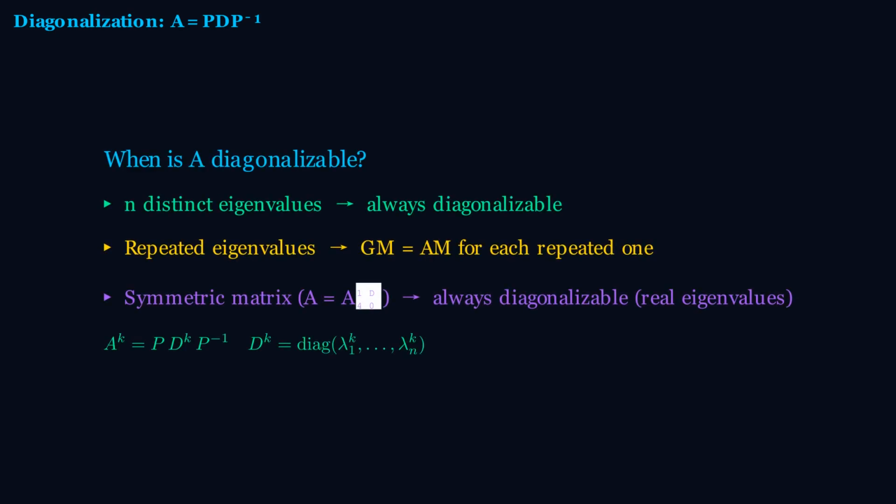If A has n distinct eigenvalues, it is always diagonalizable. Distinct eigenvalues guarantee n linearly independent eigenvectors. For repeated eigenvalues, diagonalizable if and only if geometric multiplicity equals algebraic multiplicity for every repeated eigenvalue.